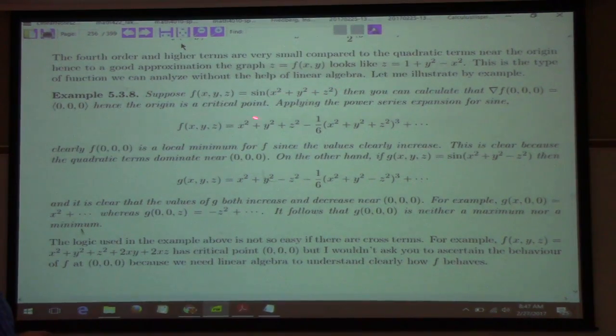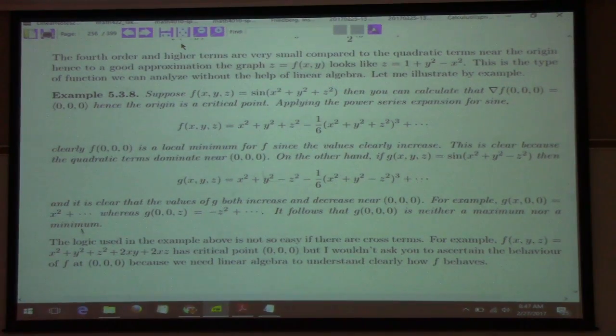We can take the power series for sine, which is x minus 1/6 x cubed, and that would give me this minus that, right? So close to the origin, which is a critical point, 0, 0, 0, I can see that this function basically looks like x squared plus y squared plus z squared. So as you think about level surfaces around the origin, they're all leveling up. So the origin is a local minimum on the basis of this power series expansion.